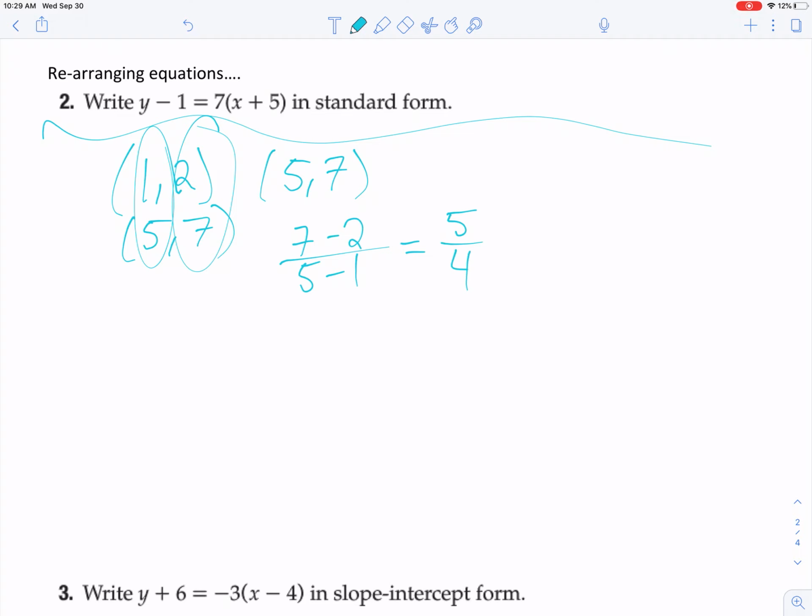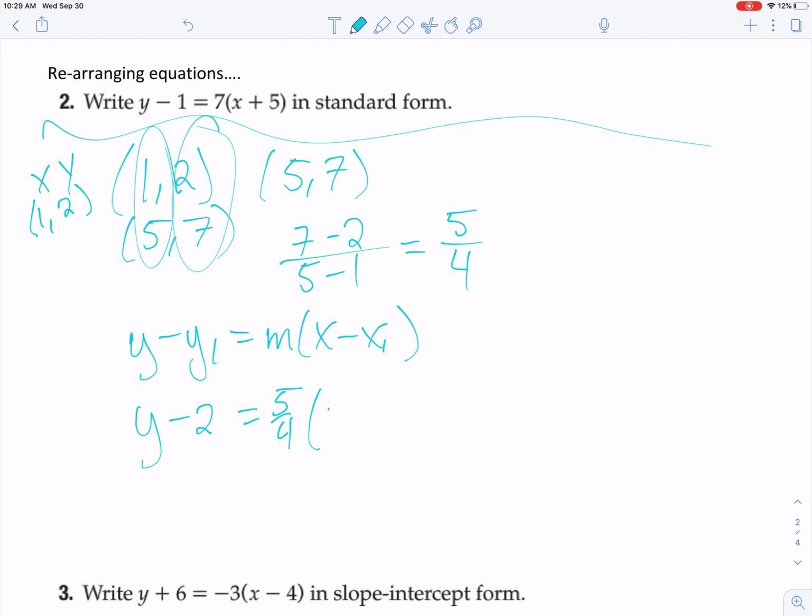7 minus 2 is 5. 5 minus 1 is 4. Now I can plug it in. So I would have y minus y1 equals m in parentheses x minus x1. So y1 is, again, it's not going to matter which point you use. I might use the point 1, 2. Rewrite it over here, just because the numbers are small, I think that looks nice. Equals m, the slope is 5/4, parentheses, x minus x1 is 1.